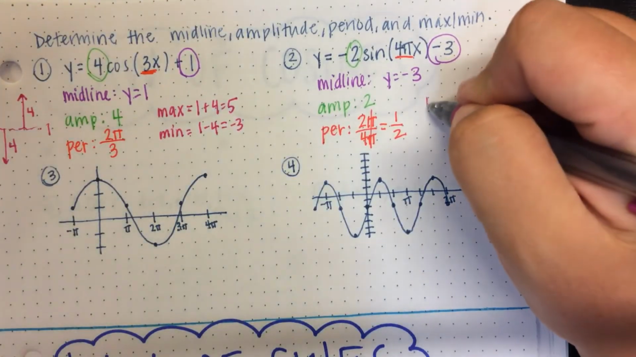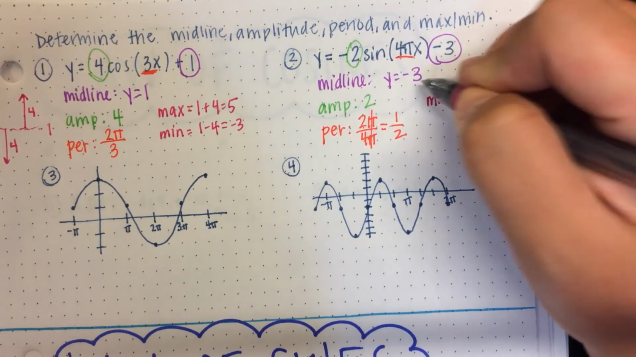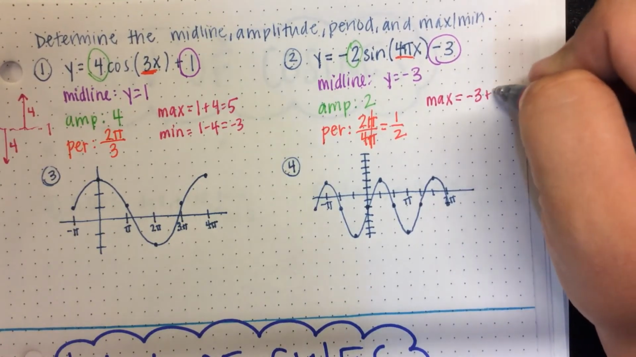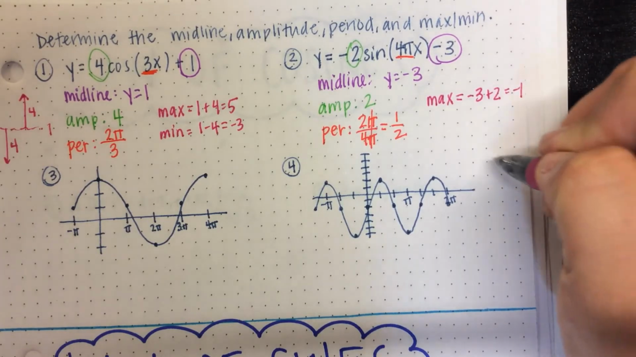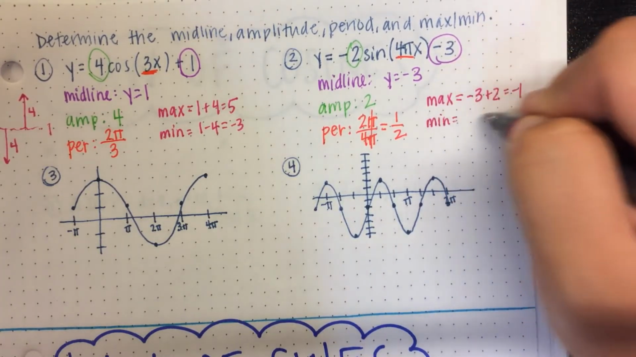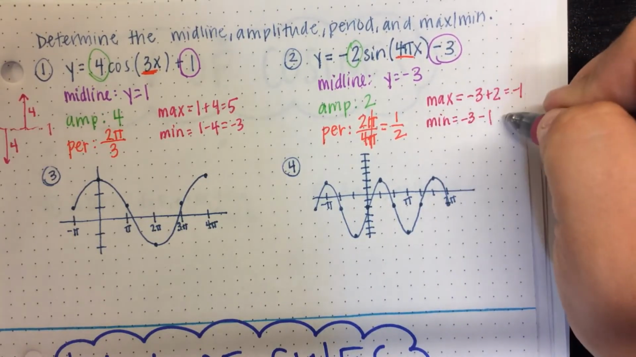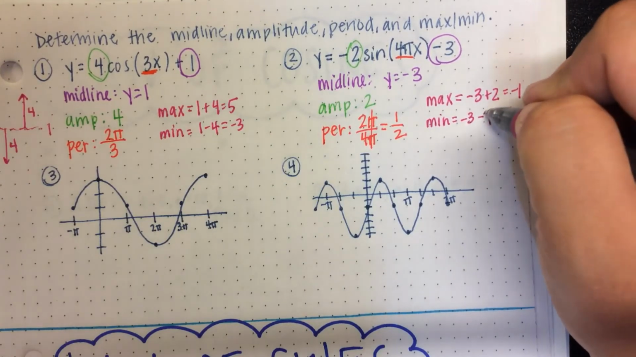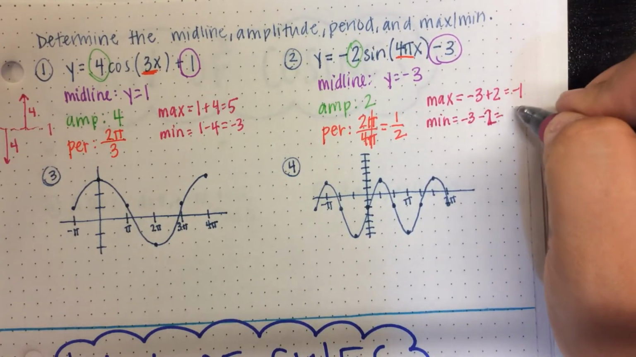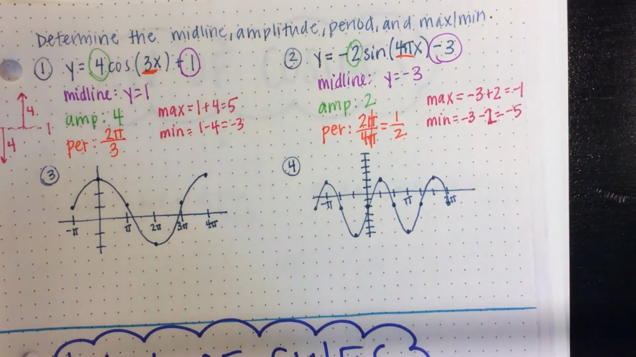All right, over here, my max is going to be my midline plus the amplitude, which is negative 1. And then the minimum is going to be the midline minus the amplitude, which is 2, not 1. And that's going to be negative 5. So my max is negative 1, my min is negative 5.